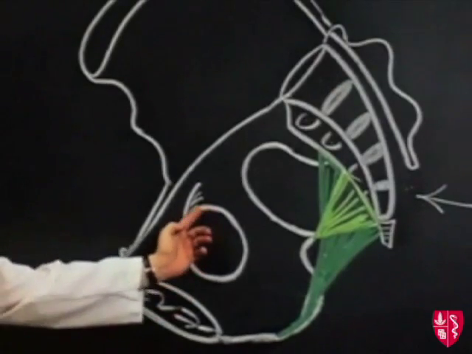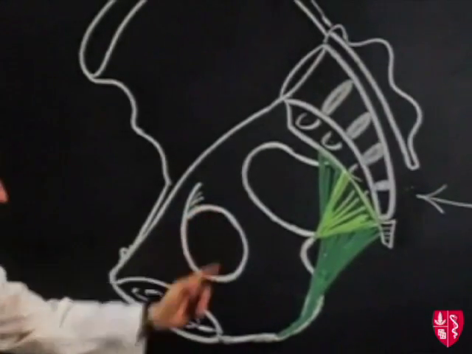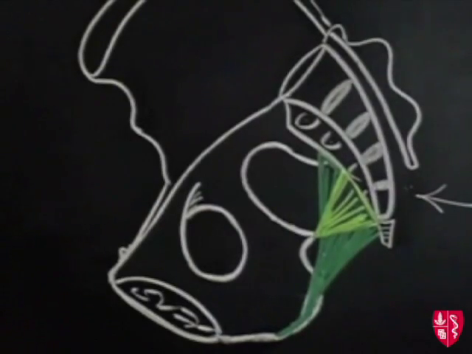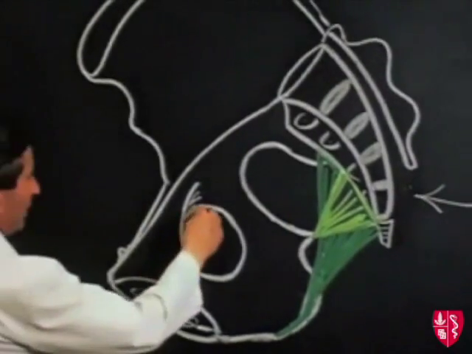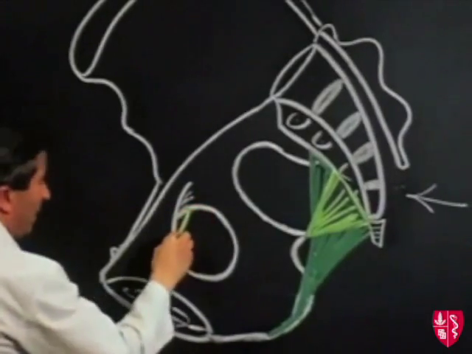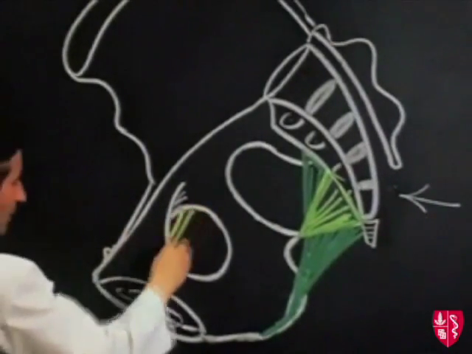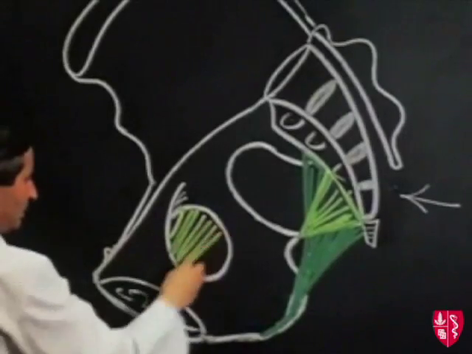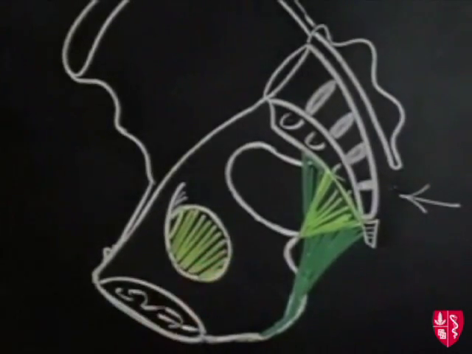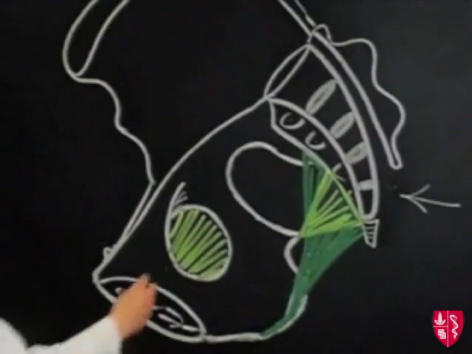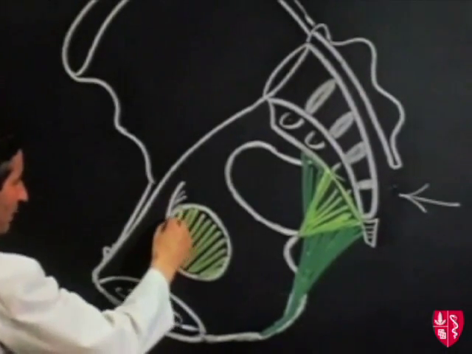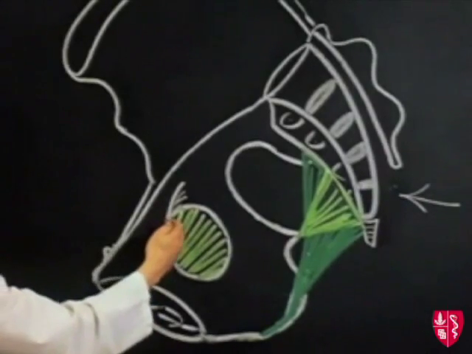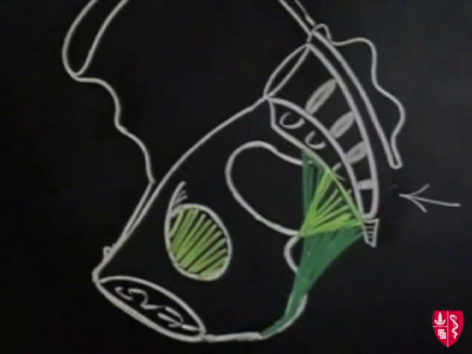Now let us turn to this large foramen here called the obturator foramen. This, in life, is filled in by a membrane called the obturator membrane, which is attached to the margins of the obturator foramen, leaving a small aperture above here called the obturator canal.